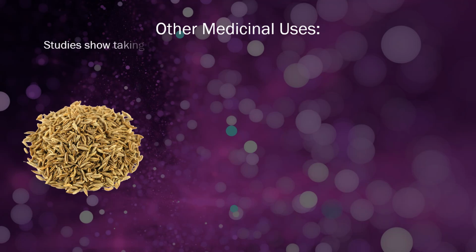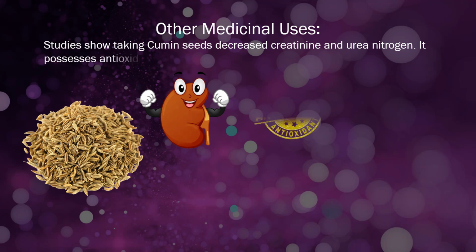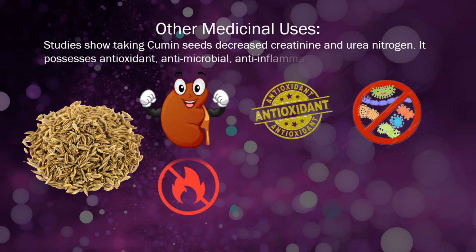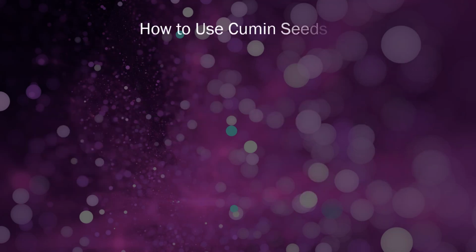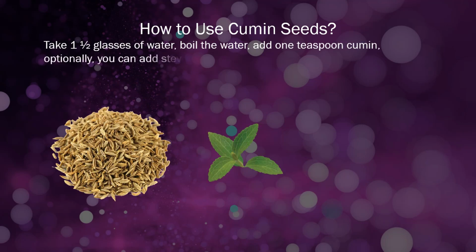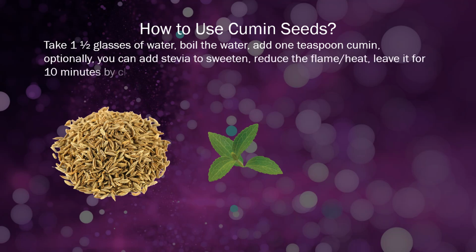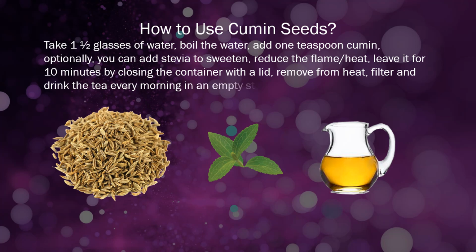Other medicinal uses: studies show taking cumin seeds decreases creatinine and urea nitrogen. It possesses antioxidant, antimicrobial, anti-inflammatory, anti-cancer, and hypolipidemic properties. How to use cumin seeds? Take 1.5 glasses of water, boil the water, add 1 teaspoon cumin. Optionally, you can add stevia to sweeten. Reduce the flame heat, leave it for 10 minutes by closing the container with a lid. Filter and drink the tea every morning on an empty stomach.